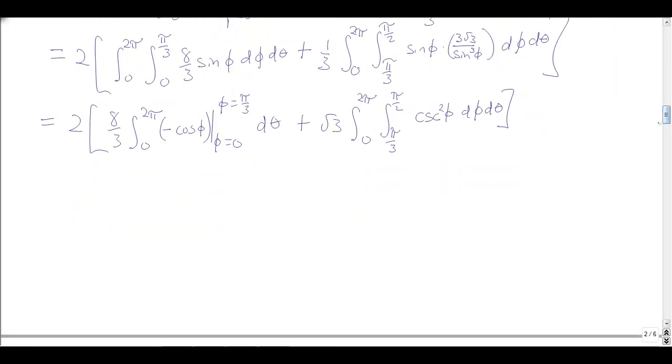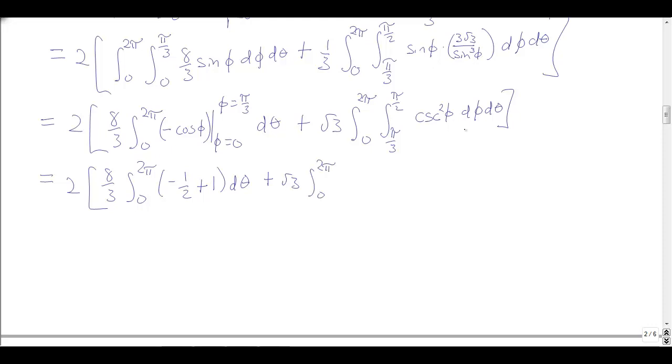And let's see, we get a 2. Here we have an 8/3, 0 to 2 pi. And what I'm going to get, when phi is pi over 3, cosine phi is negative square root 3 over 2. Well, it's square root 3 over 2, but I pick up the negative here. I'm going to get minus when cosine is 0. Wait, no, when phi is pi over 3, got the wrong cosine there. That should be 1/2. When phi is 0, cosine is 1. So I'll get plus 1. That'd be my d theta. Plus, I get square root 3, integral 0 to 2 pi.